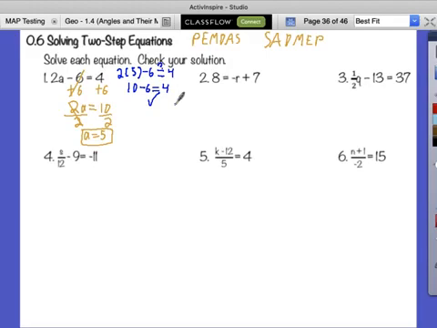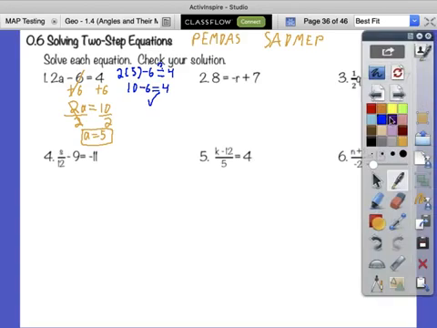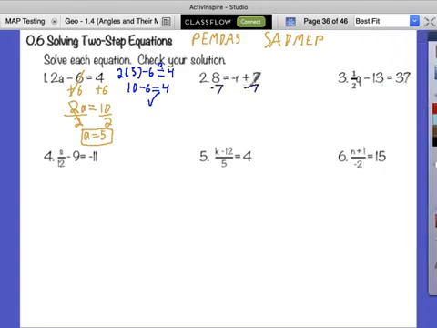Questions on that one? All right, on number 2, 8 is equal to negative r plus 7. What would we do first? Okay, Tobin. We would subtract the 7. You're very right. We would subtract the 7 from both sides, right? Okay. So what is 8 minus 7? 1 equals negative r.